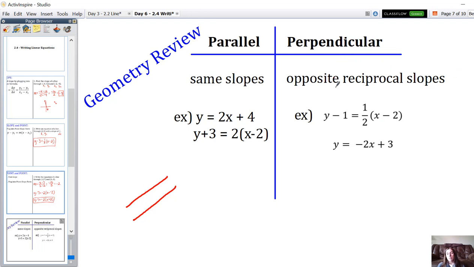If we have two lines that are perpendicular, they would have opposite reciprocal slopes, which means that each slope is being flipped and the sign is being switched. So in this first equation, we have a slope of 1/2, 1 over 2. In this second equation, we have a slope of -2, which is the same thing as -2 over 1. So notice the fractions got flipped and the signs got switched. This one went from positive to negative. So that's what an opposite reciprocal is. You're switching the sign and flipping the fraction. So if that's happening to your slopes, that means your two lines are perpendicular.